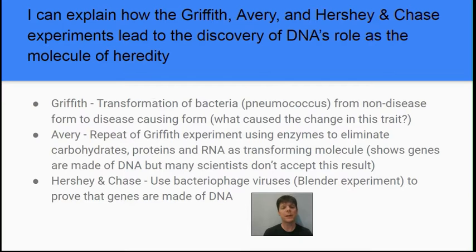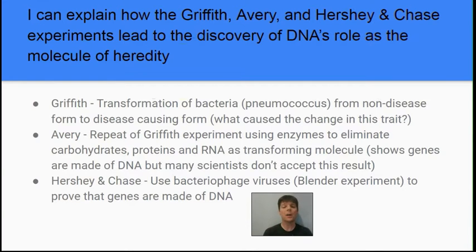The first experiment is the Griffith experiment. This is the transformation of bacteria. It was pneumococcus, the bacteria that causes pneumonia, that Griffith was working with. His experiments showed that non-disease causing pneumococcus could be transformed into the disease-causing form. The question was, what molecule caused this transformation to take place?